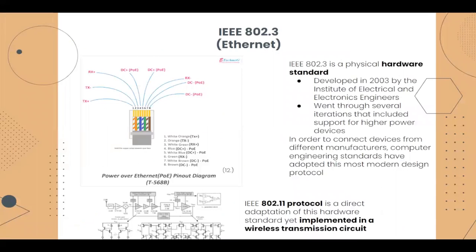As for the IEEE 802.3, otherwise known as Ethernet, it is a physical hardware standard that was developed in 2003 by the Institute of Electrical and Electronics Engineers. It went through several iterations that included support for higher powered devices. In order to connect devices from different manufacturers, computer engineering standards have adopted this modern design protocol. The IEEE 802.11 protocol is a direct adaptation of this hardware standard, yet implemented in a wireless transmission circuit.